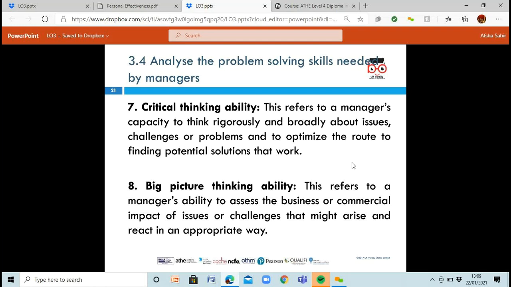And then there's big picture thinking ability. That is where you're not just thinking about small tasks, you're thinking about the whole picture of how your tasks, your responsibilities, and the projects that you take on will help your company to grow, or help your organization to grow. So you've got to think about it in terms of your business or commercial impact, what sort of issues or challenges might come, and also how to react in the correct way. So you're doing an overall picture of what could happen.